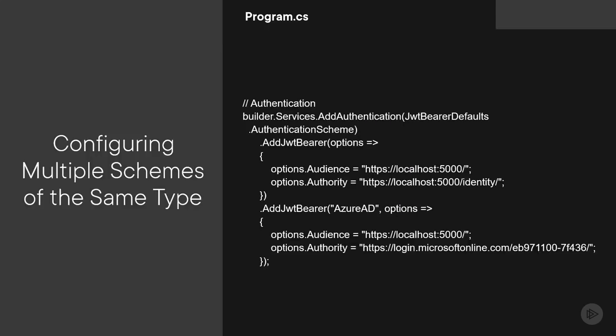You can even specify multiple schemes for the same kind of authentication. For instance, you might need to accept tokens from users who authenticated with one of a variety of different services. This is supported, but you must ensure each scheme has a unique name. In the example shown here, the second JwtBearer scheme is named Azure AD.